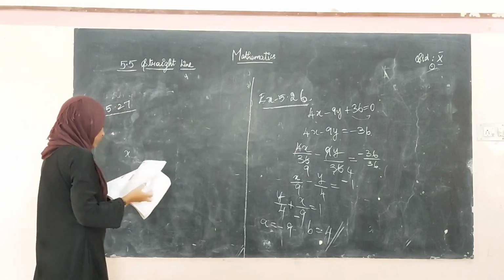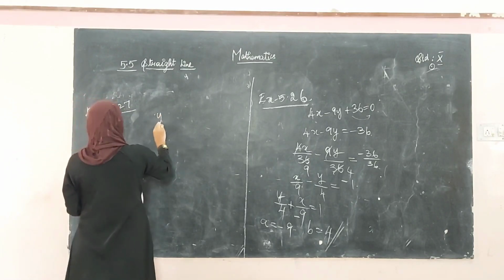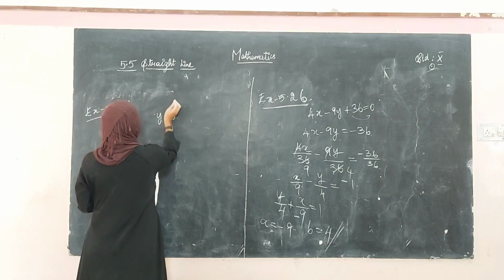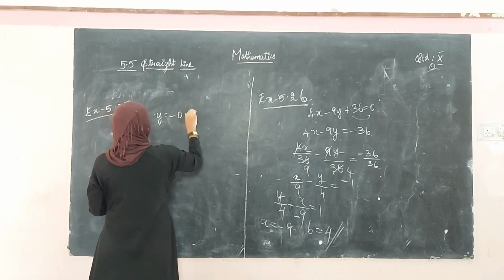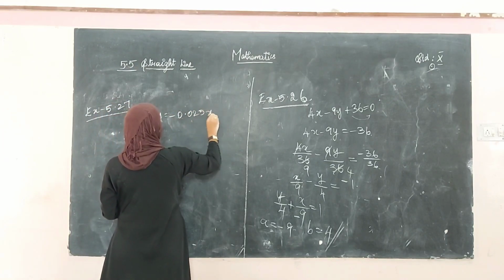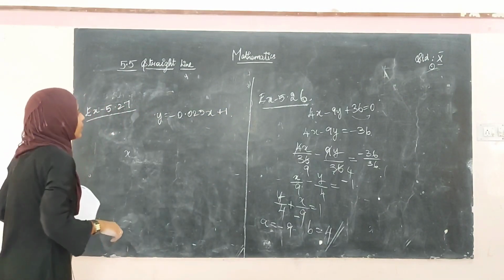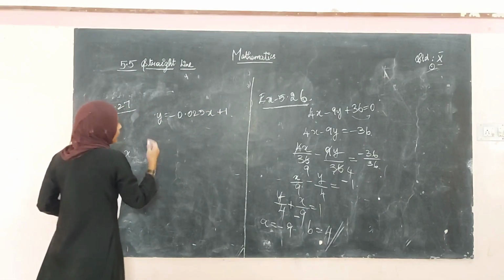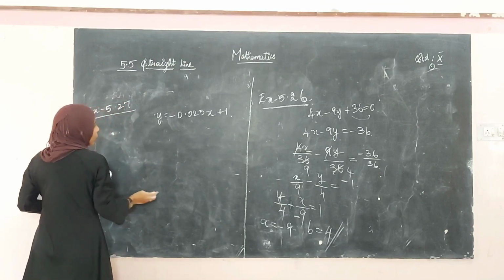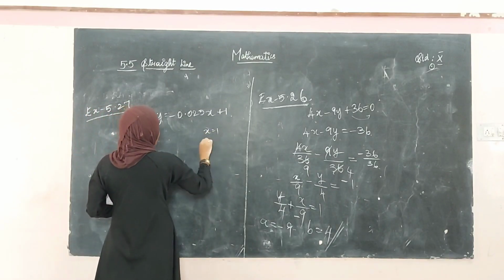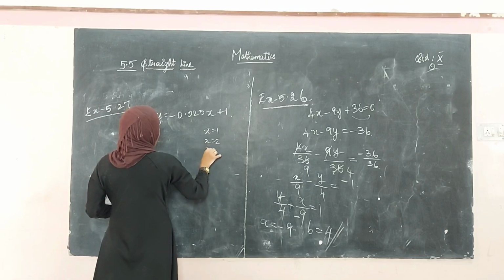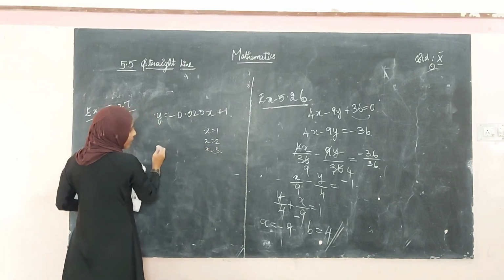Okay, so the thing given is y equal to minus 0.025 x plus 1. Draw the graph of the equation. How will you draw? Take x value as 1, x value as 2, x value as 3, and then you will be getting the value of y.